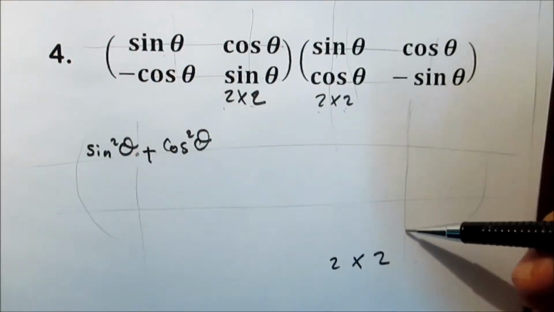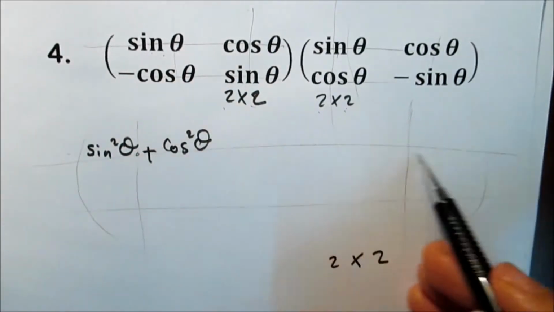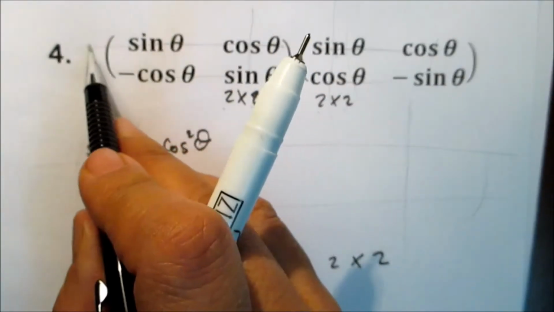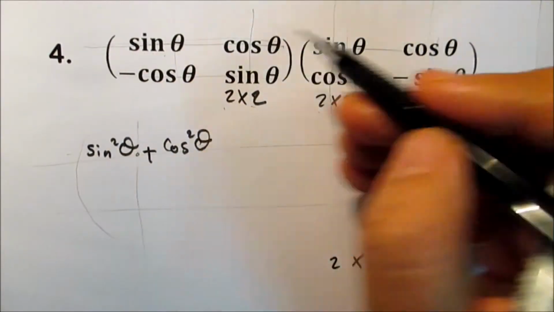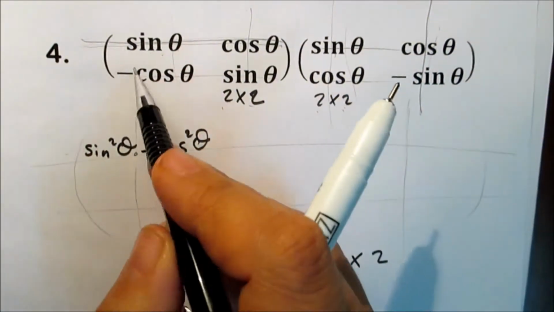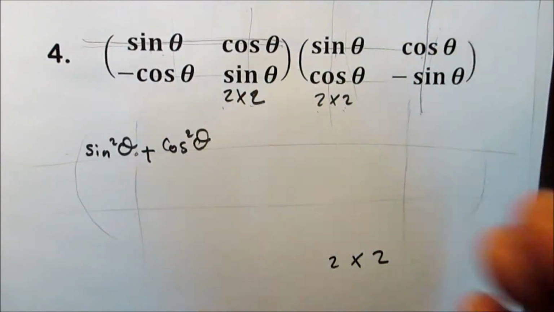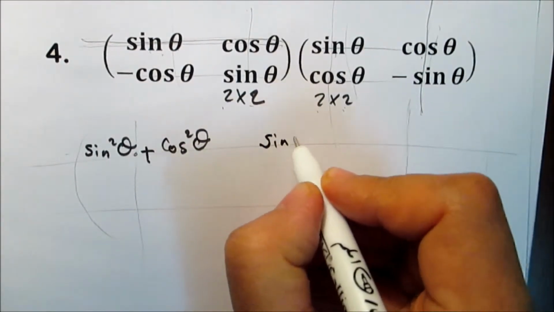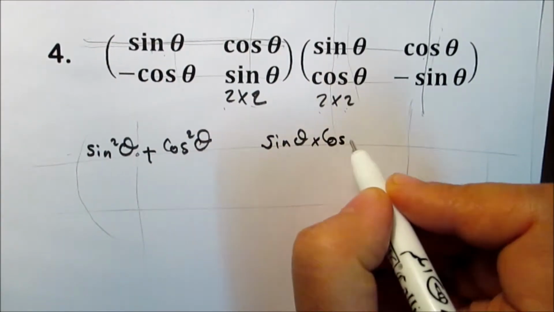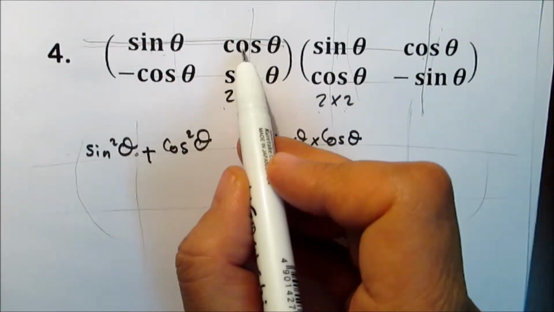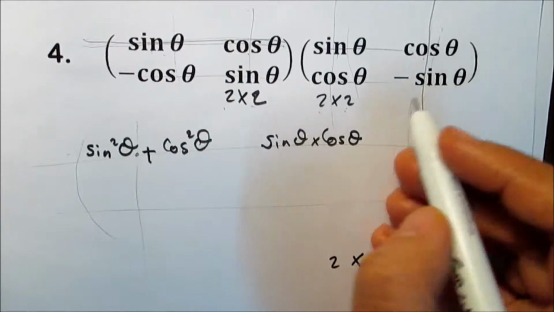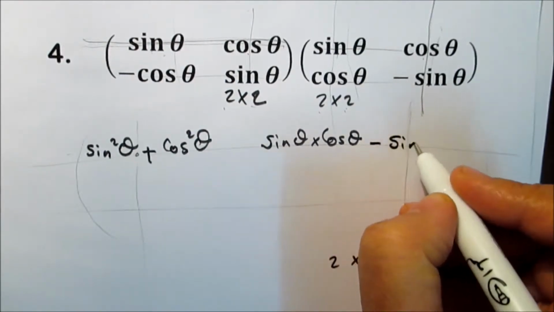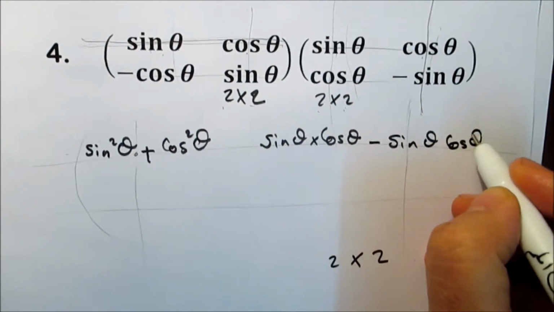Now to find the second element of the first row of the new matrix, take the first row here with the second column here. So take this with this. So sine times cosine. So sine theta times cosine theta and plus cosine times sine. Cosine times negative sine to be negative sine theta times cosine theta.